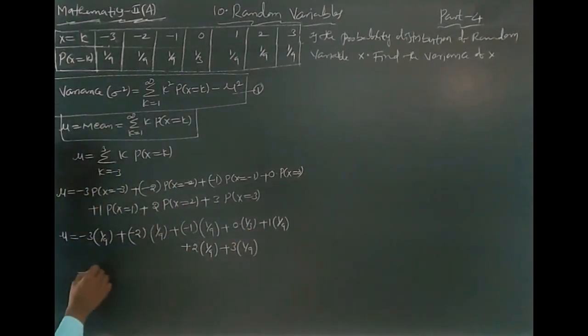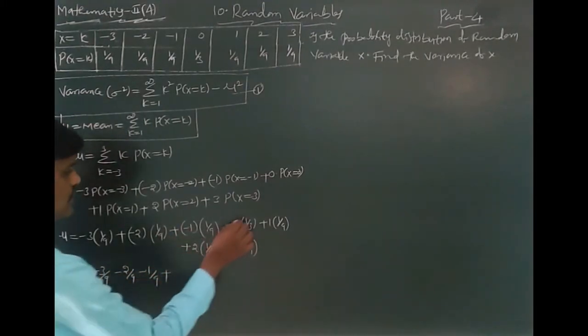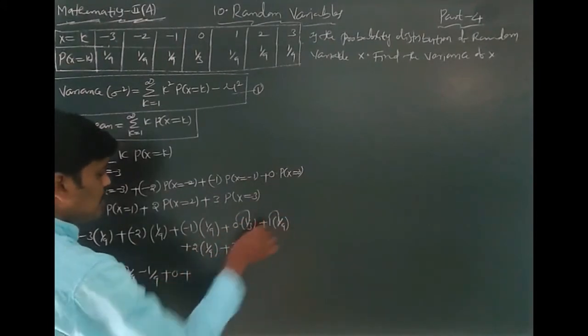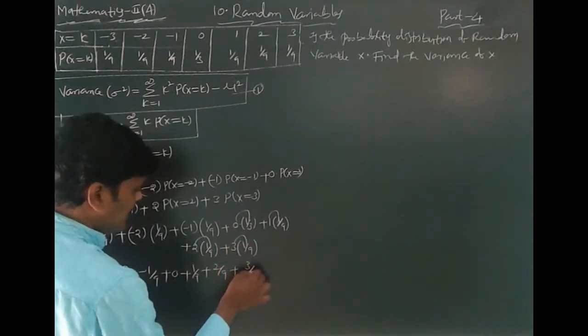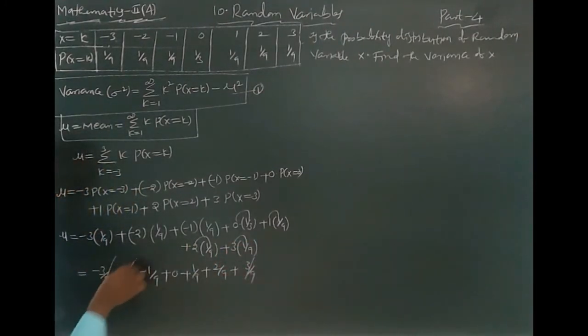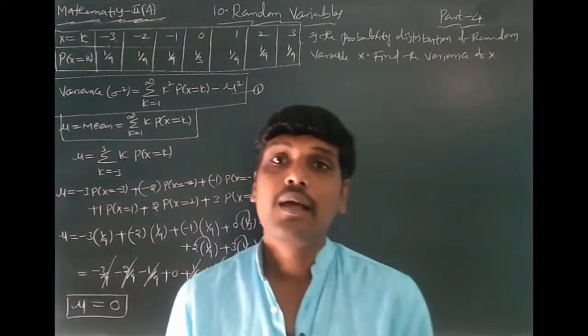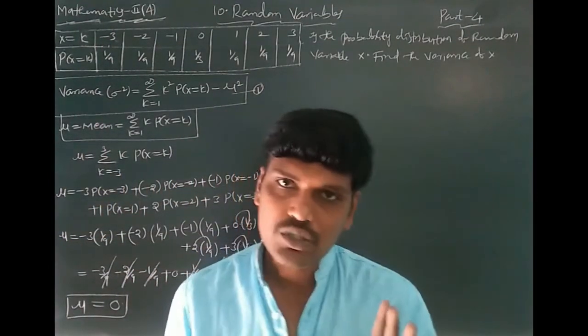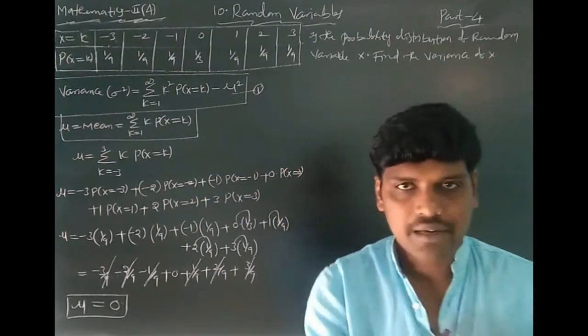After that, we can make this: minus 3 by 9, minus 2 by 9, minus 1 by 9, 0 into something is 0, plus 1 by 9, plus 2 by 9, plus 3 by 9. Here 3 by 9 and minus 3 by 9, minus 2 by 9 and plus 2 by 9, plus 1 by 9 and minus 1 by 9: total cancel. You get the mean value is 0. Understood or not? See students, this is a way you can find the mean.